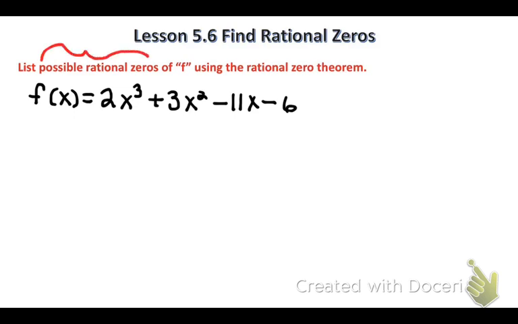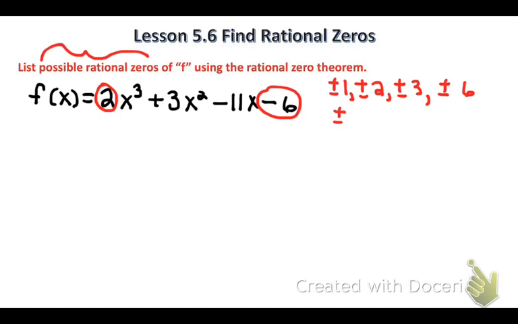So we're trying to figure out what are possible x-intercepts. We'll begin with finding factors of the constant. So that would be plus or minus 1, plus or minus 6, plus or minus 2, plus or minus 3. Then we find the factors of the leading coefficient. Plus or minus 1, plus or minus 2.